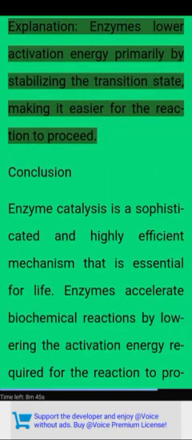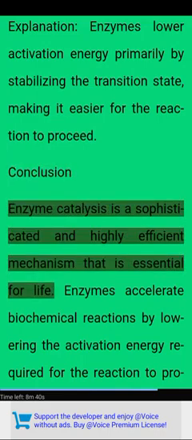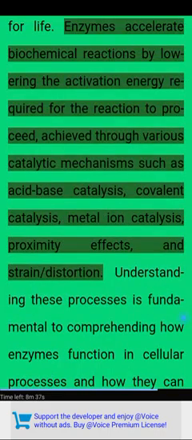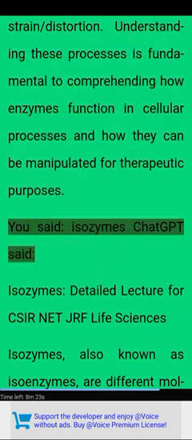Explanation. Enzymes lower activation energy primarily by stabilizing the transition state, making it easier for the reaction to proceed. Conclusion. Enzyme catalysis is a sophisticated and highly efficient mechanism that is essential for life. Enzymes accelerate biochemical reactions by lowering the activation energy required for the reaction to proceed, achieved through various catalytic mechanisms such as acid-base catalysis, covalent catalysis, metal ion catalysis, proximity effects, and strain distortion. Understanding these processes is fundamental to comprehending how enzymes function in cellular processes and how they can be manipulated for therapeutic purposes.